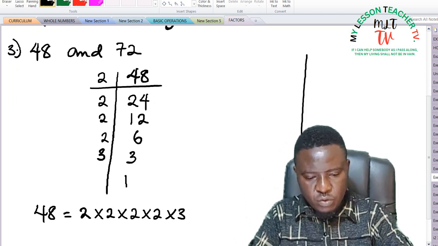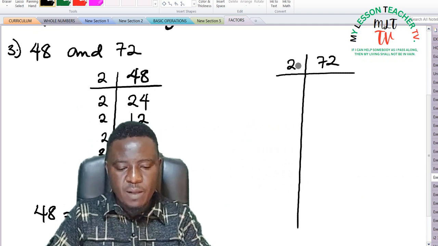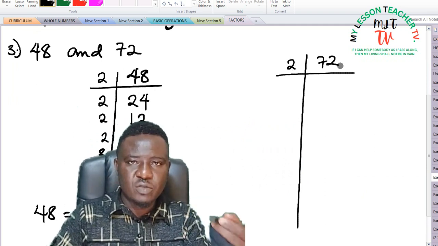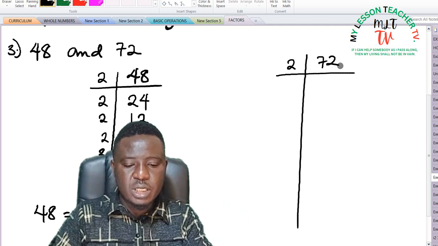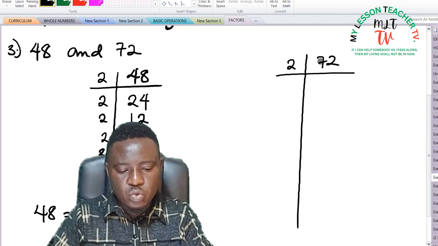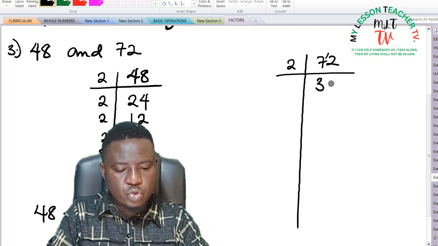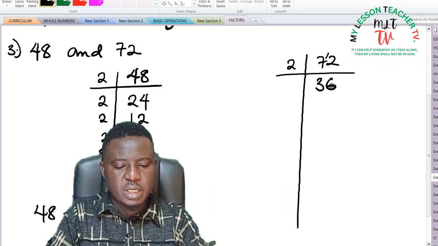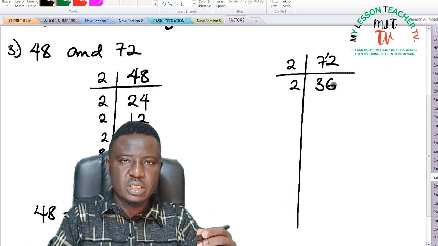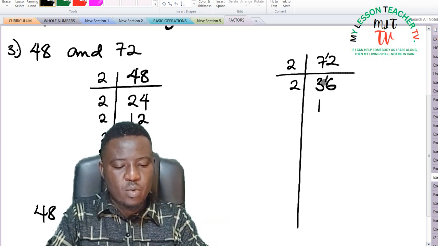We'll now do same to 72. 72 is said to be divisible by 2 because the last digit of 72 is a multiple of 2. So 2 into 72. 2 into 7 is 3 remainder 1. That gives us 12. 2 into 12 is 6. 36 is still divisible by 2 because 6 is a multiple of 2. So 2 into 3 is 1 remainder 1.